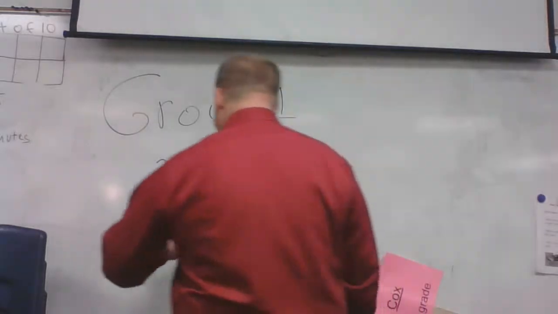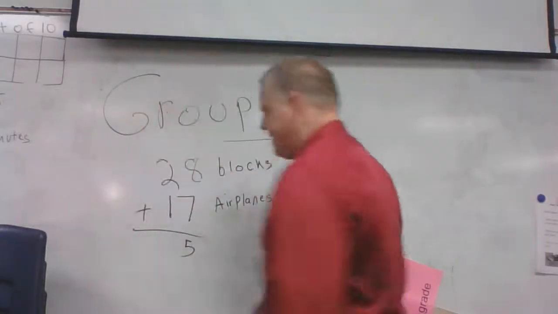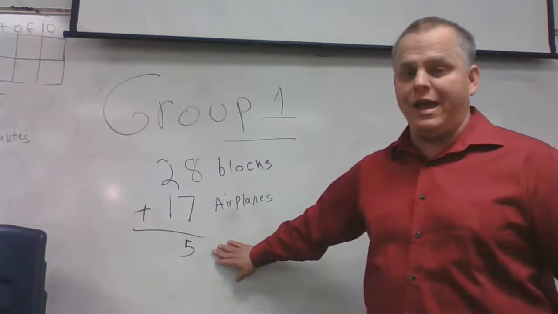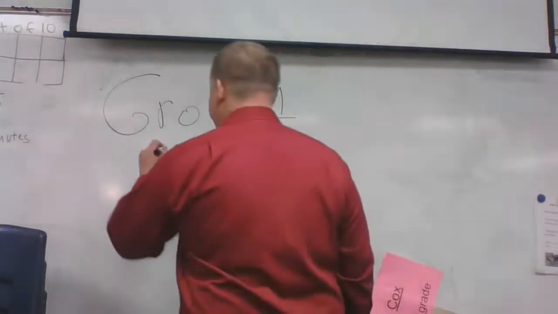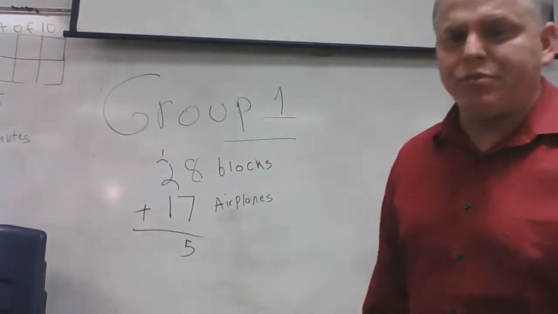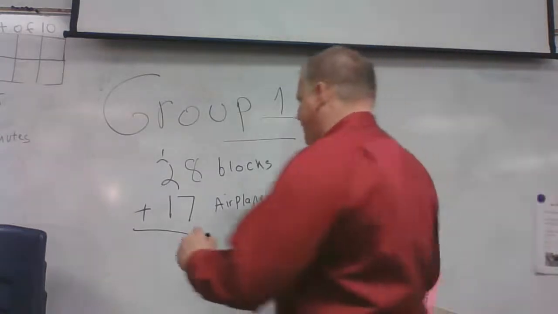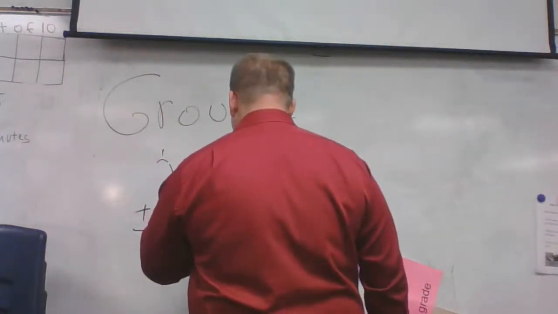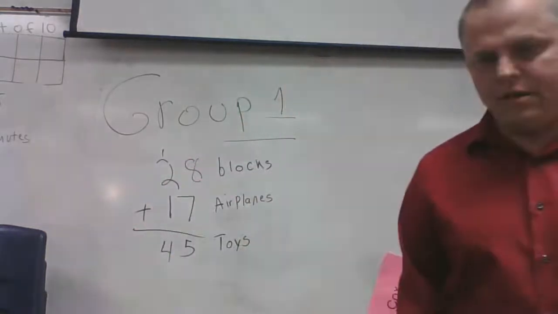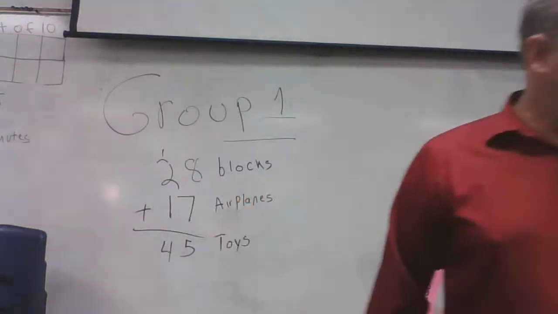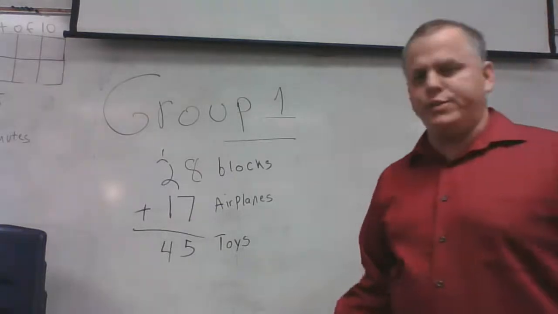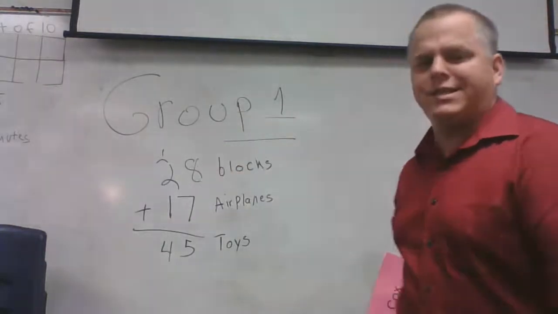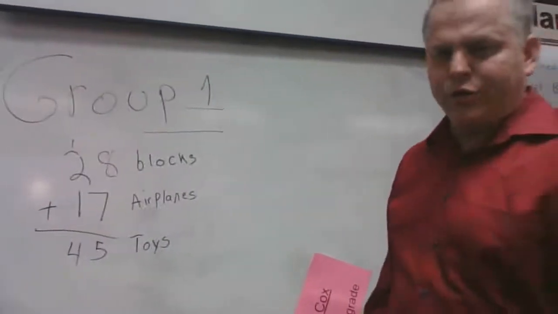8 plus 7 is 15. I got to put my 5 here and carry my 1 ten. Yes, that is right, Xavier. It is going to be 45. So they made a total of 45 toys. Okay. Now we need to look at group 2. If we added group 1's total, what do I need to do to group 2's total?